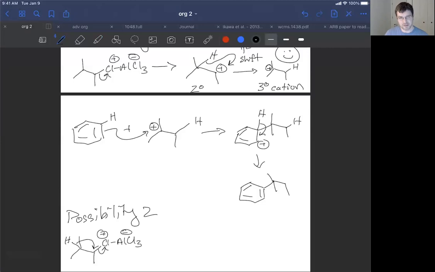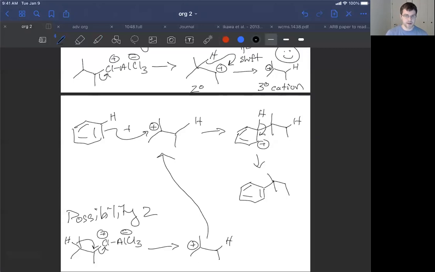I don't know how I feel about this one so much. I've seen some things like it, but I feel like if you're going to go this far, you might as well just do an elimination to make an alkene, which could certainly happen. But if we do this, we actually get the exact same intermediate. The hydrogen's walked over and shoved off the chlorine atom. So I kind of like possibility 1 a little bit better, but once we're here, we're at that same intermediate that can react with our carbon atom.